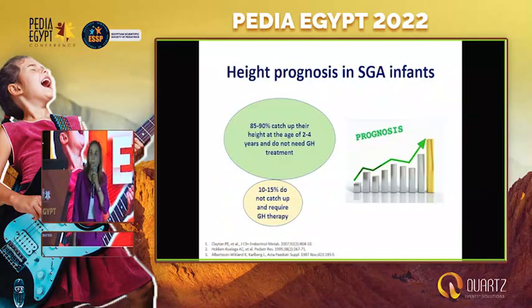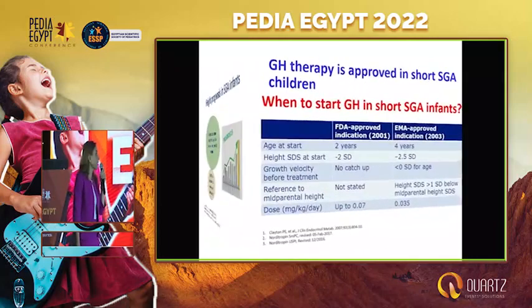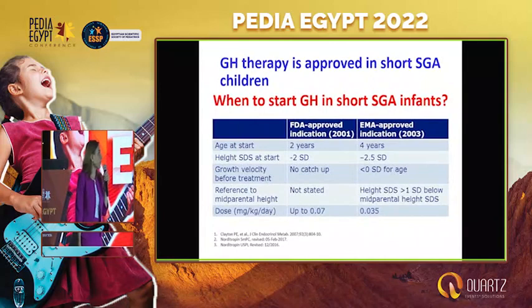85 to 90% of those babies catch up at the age of 2 to 4 years spontaneously, while 10 to 15% do not catch up the height and will require growth hormone. So if you face an SGA infant, don't rush to give growth hormone except after the age of 2 to 4 years. Now, of course, growth hormone therapy is approved for short SGA children who did not catch up at the age of 2 to 4 years.